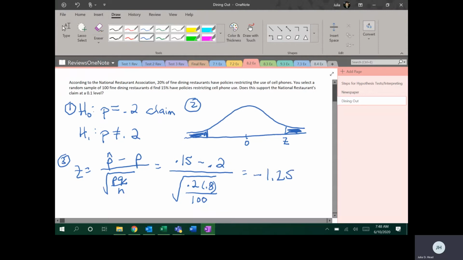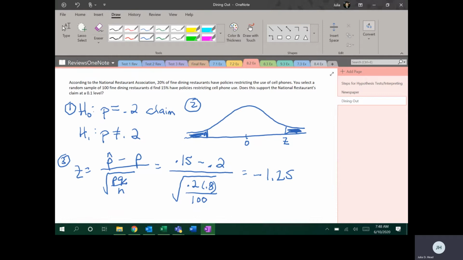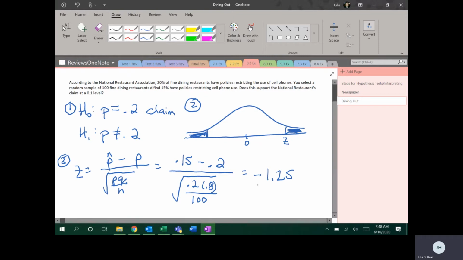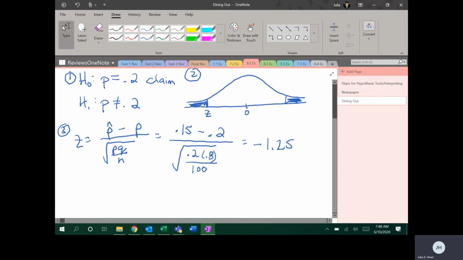Now, before I go on to step 4, I'm going to talk about step 2 again. I mentioned that you could label either the left-hand side or the right-hand side. Looking at my standardized test statistic, notice that it is negative, which means I should have labeled the left-hand side. So I'm going to erase that Z on the right-hand side and put it on the left-hand side. And that will make a difference in my calculation in step 4 for the p-value.